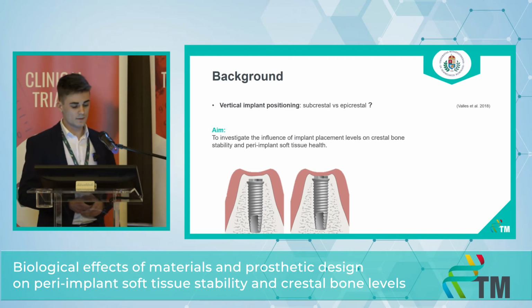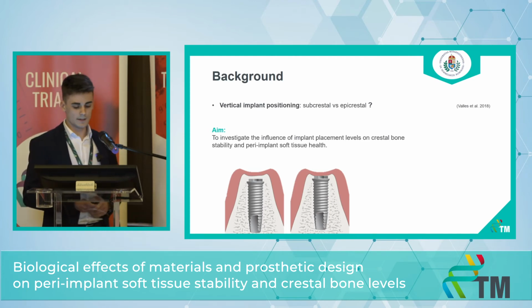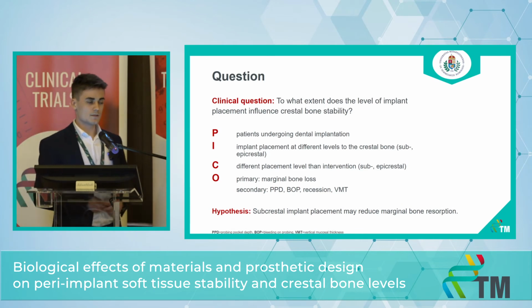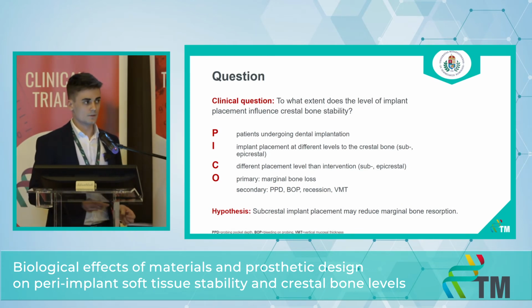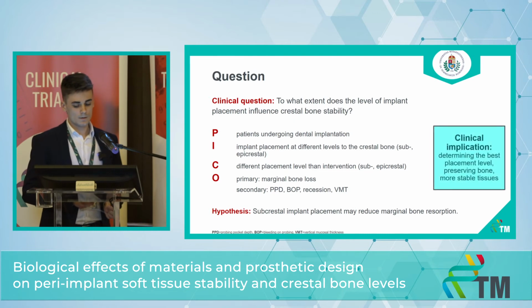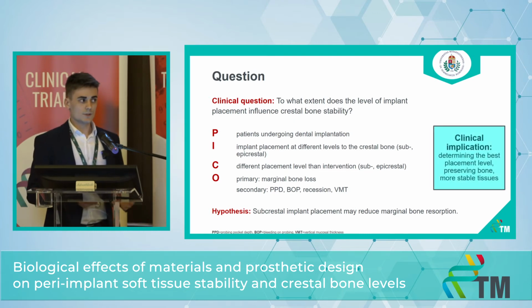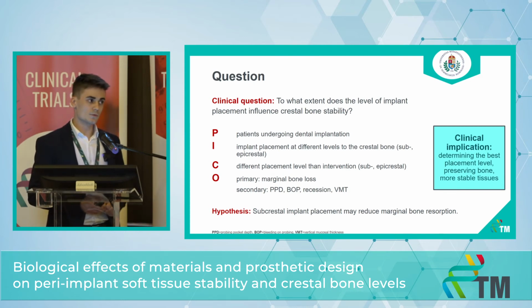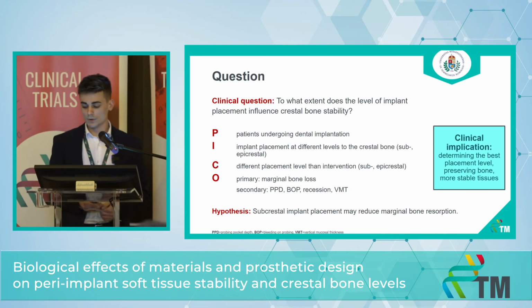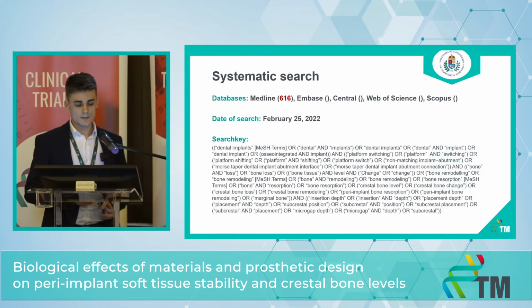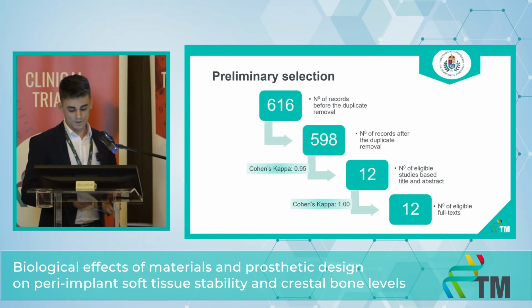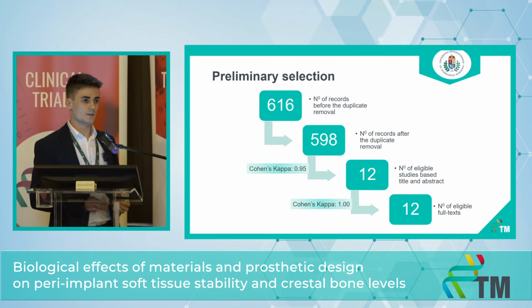So our aim is to investigate these two placement levels and their influence on the crestal bone and the soft tissues. Our hypothesis is that subcrestal implant placement may reduce marginal bone resorption. This would determine the best placement level for the surgeons, preserving more bone, and would result in actually more stable tissues as well. This was our systematic search, and our preliminary selection gave us 12 eligible articles so far.